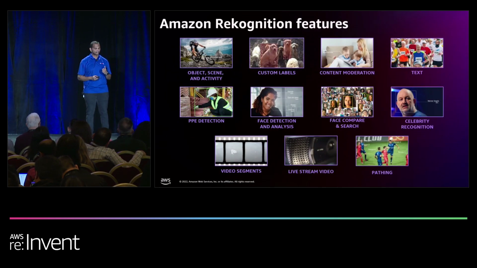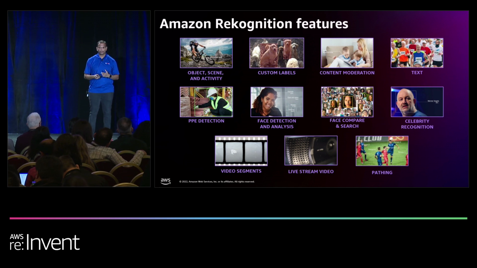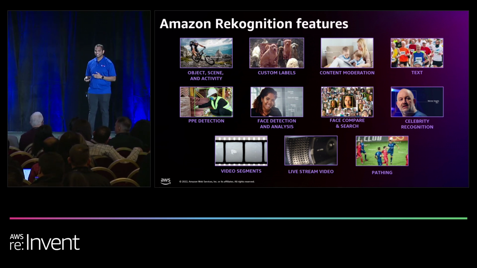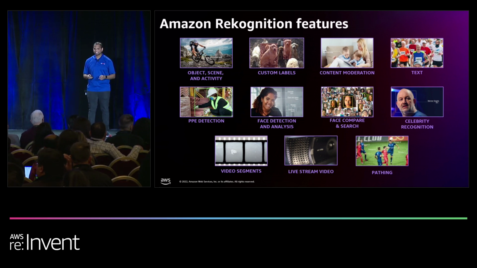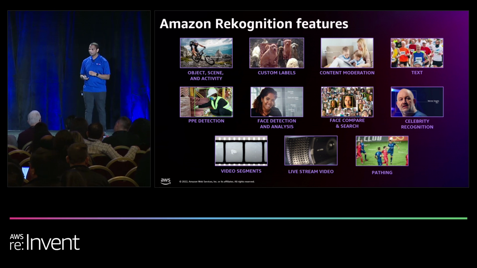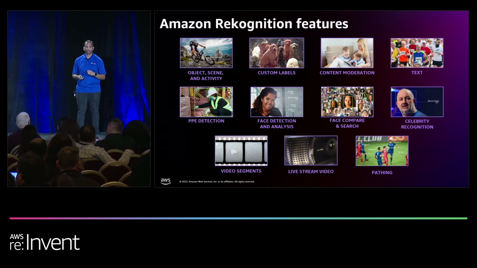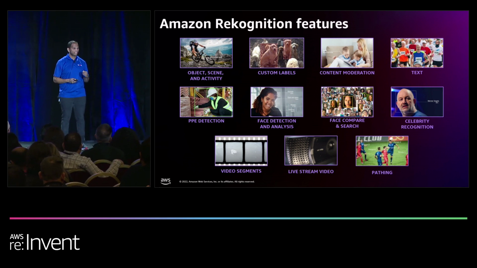Now, as you can see on the screen, Amazon Rekognition provides a wide variety of features that can be used for various kinds of use cases. And it makes it very easy for you to use. You need to provide your image or video to the Amazon Rekognition API, and it is able to identify the objects, activities, scenes, and text from the image and the video. It is also able to identify any inappropriate content so that you can do content moderation.